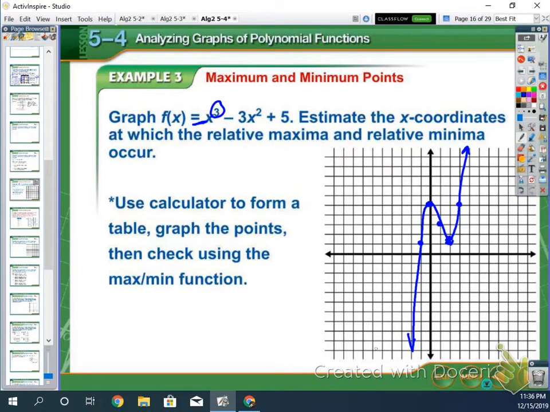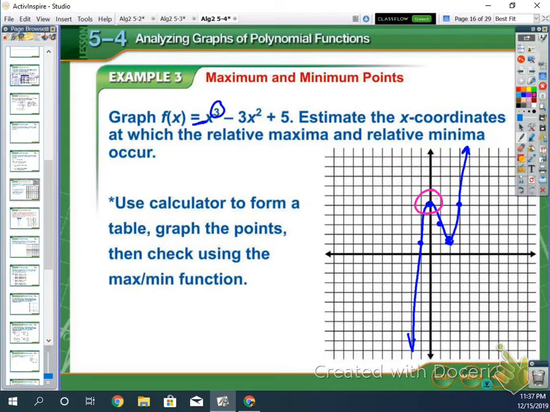Estimate the x-coordinates at which the relative maxima and relative minima occur. So if I just estimate that based on what I'm seeing on my graph, it's looking like I have a relative maximum right there. So maximum and minimum, I think you know what that means. Maximum means the high, minimum means the low. When we're talking about relative, that means relative to the other points around it, it is the highest, or it is the lowest. Not for the entire graph, just for the points around it.